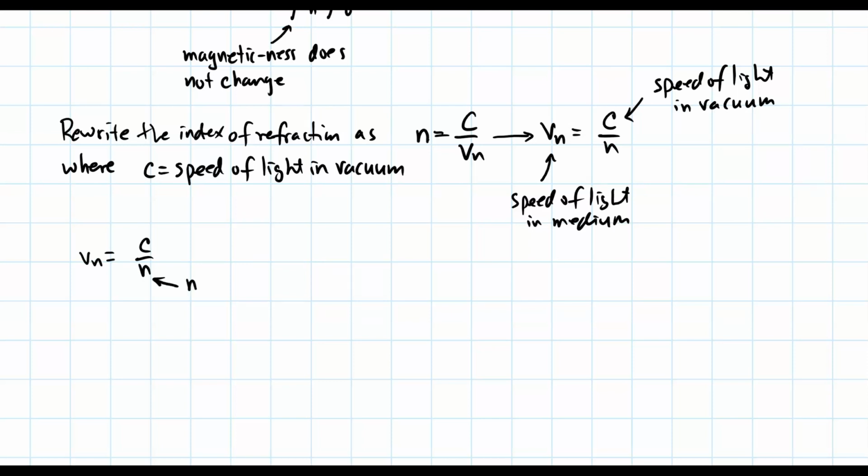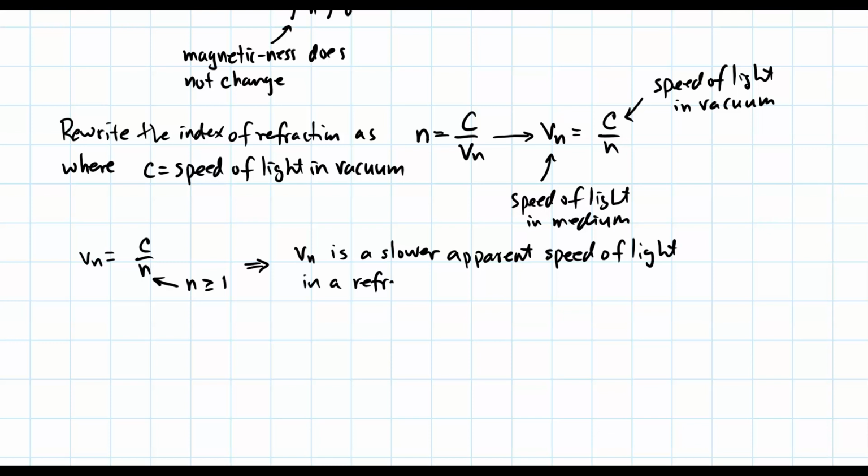That is, from this equation you can see that Vn, if n is greater than or equal to 1, is a slower apparent speed of light in a refractive medium. Therefore, we interpret it the following way.